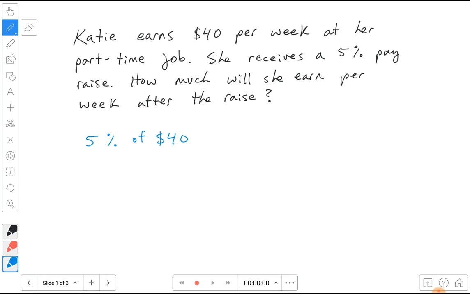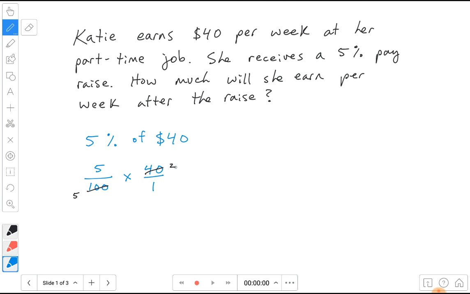So to figure out 5% of $40, 5% as a fraction is 5 over 100. And "of $40" means we're going to multiply that by our $40. So 5 over 100 times 40, and $40 can be written as 40 over 1. So we can simplify this a little bit. We can divide this by 20 to get 2, and this by 20 to get 5.